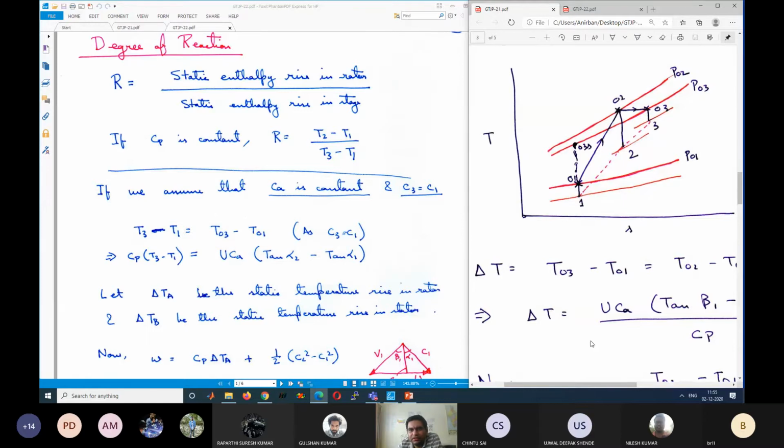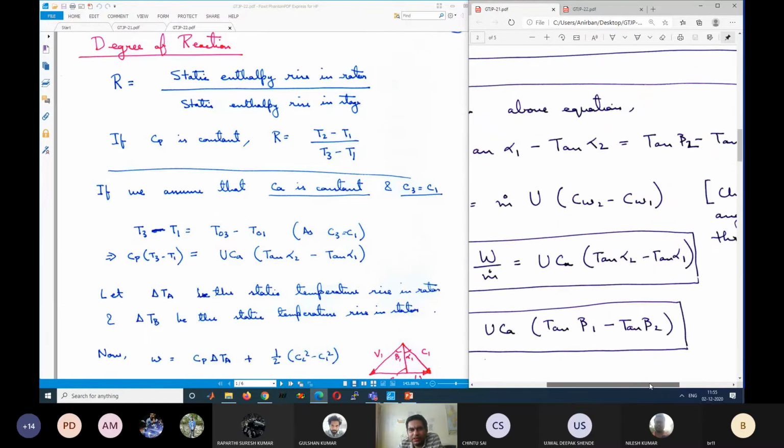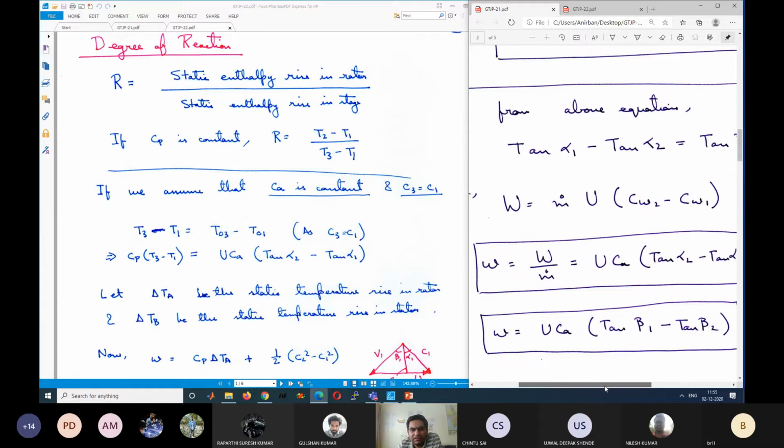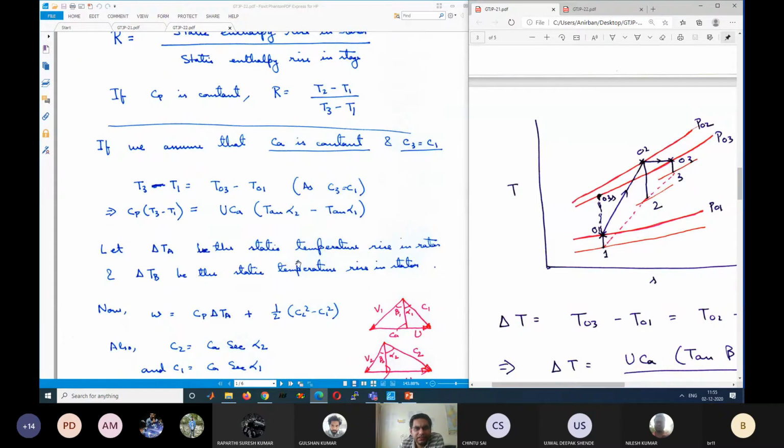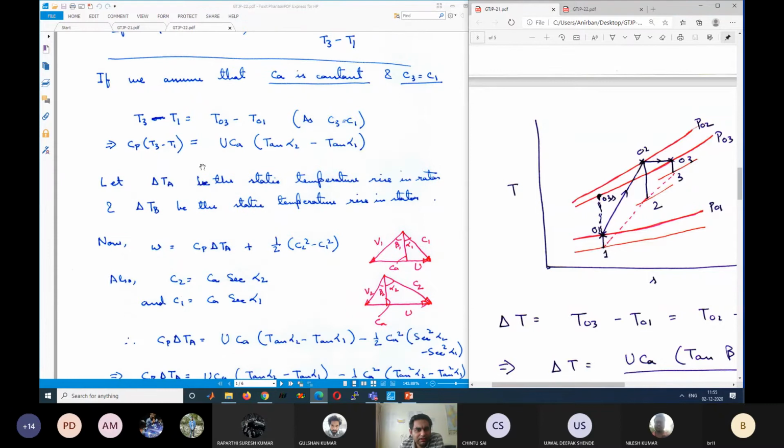We have derived this somewhere. UCa tan alpha 2 minus tan alpha 1 is the work done. Now let us take delta TA to be the static temperature rise in the rotor. This T2 minus T1, let us call it delta TA, just for ease of calculation. And delta TB is the static temperature rise in the stator. So T3 minus T2 is delta TB.